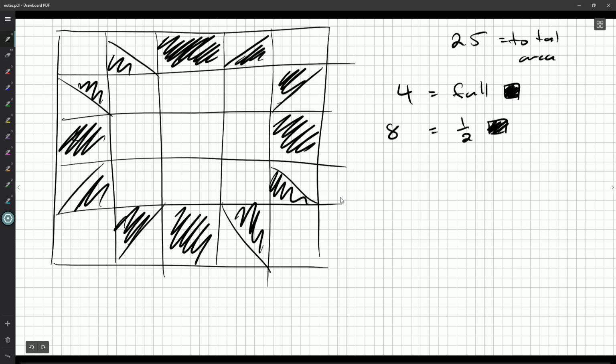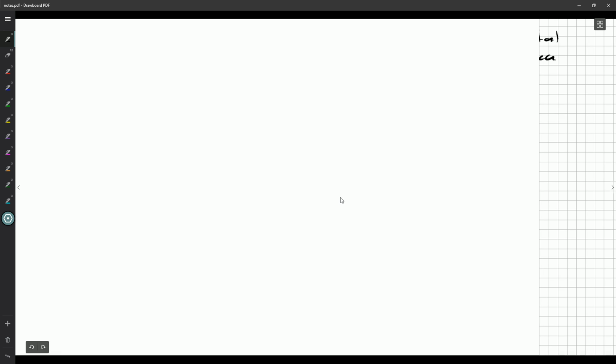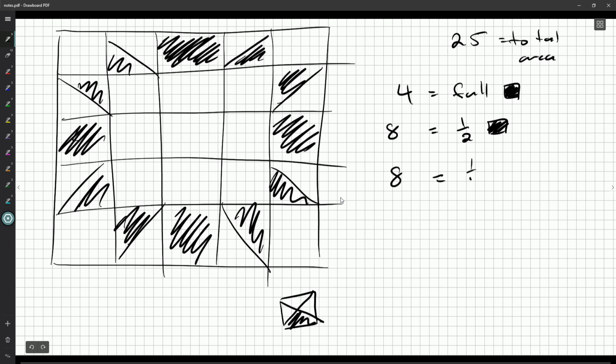Okay. Now, how about these ones that are a quarter of a square? You know it's a quarter of a square because you divide it in half and divide it in half, and that gets you one of them. Okay. So how many of these little quarter squares? 1, 2, 3, 4, 5, 6, 7, 8 of them as well. So 8 quarter squares.